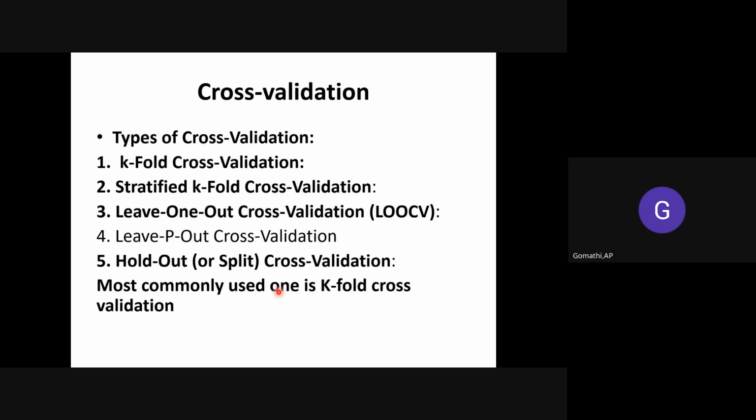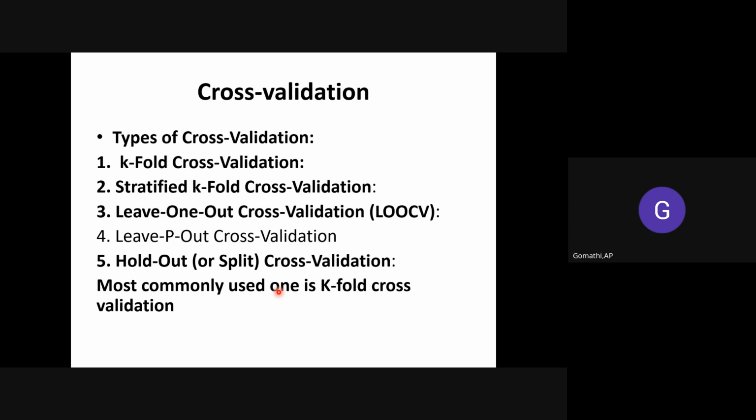So what are the applications? Cross validation is widely used in model selection, performance evaluation, and tuning hyperparameters. What is model selection? It is to compare the performance of different algorithms or hyperparameter settings. Next one is performance evaluation. This assesses how well the model will generalize to an independent data set.